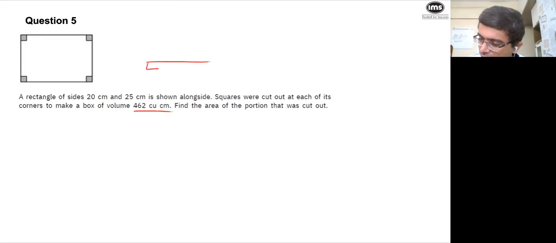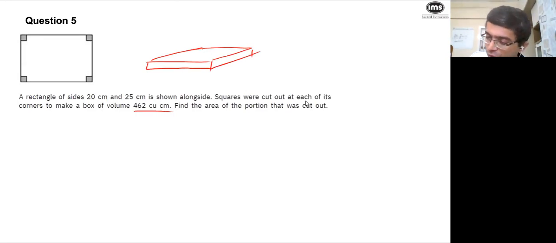It will look something like this. If I make a small little tray, it will look like this. So what am I going to assume? Suppose I assume the cut corners have the side x.